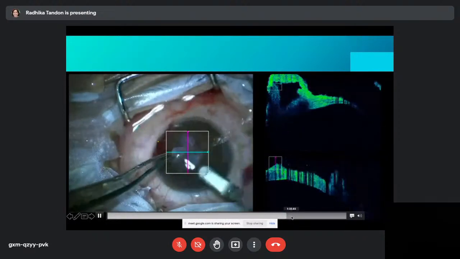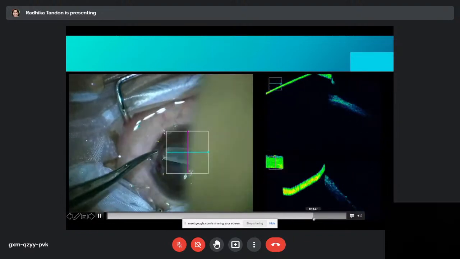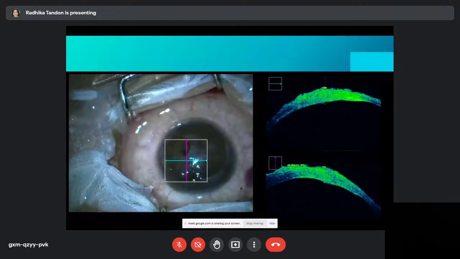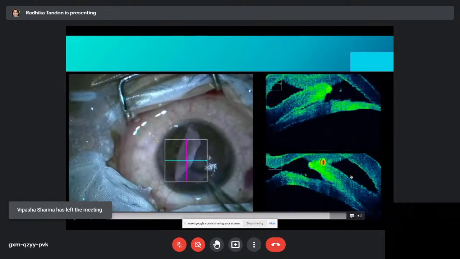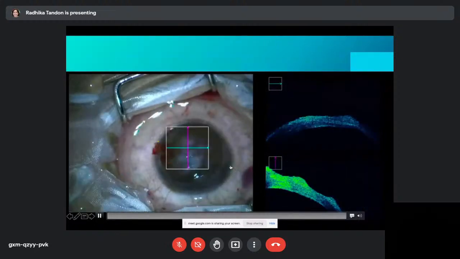So just to show you that the lesions are deeper, this is a layer by layer dissection. And then when you get to clear cornea, one can apply the donor and secure it in place.